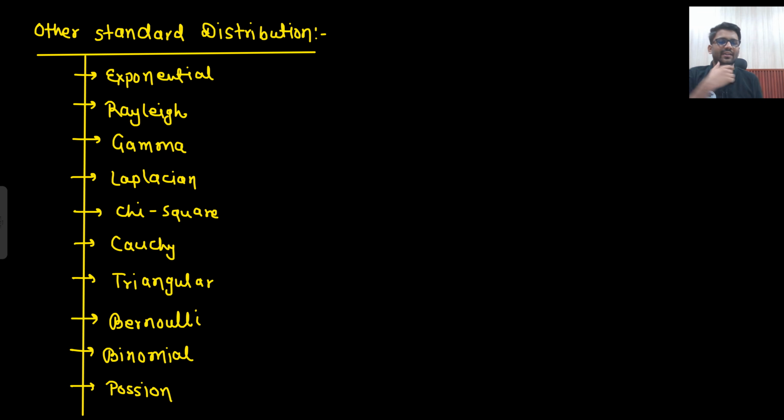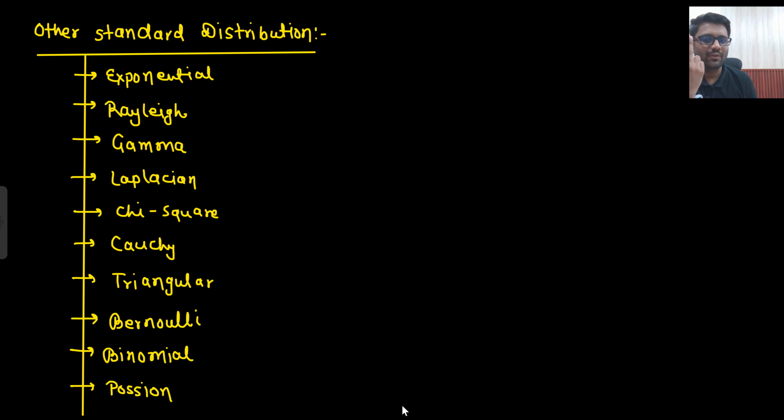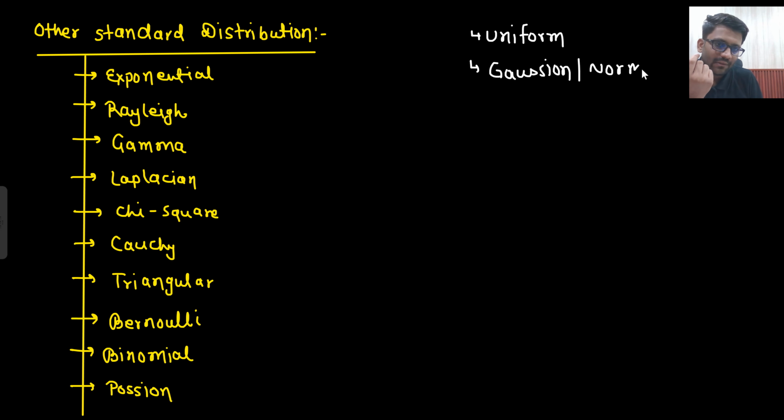Now there are other standard distributions as well. We have studied about two distributions. Which two distributions have we studied about? We have studied about uniform and Gaussian. Gaussian you can say, or you can call it normal as well. Both names I need to remember. So these two distributions we have studied everything.